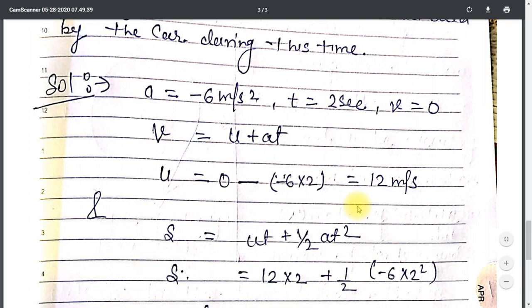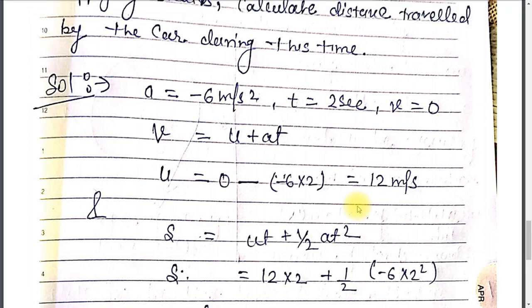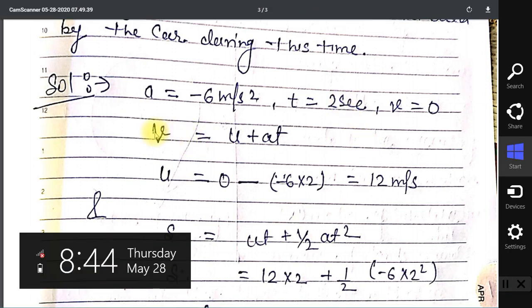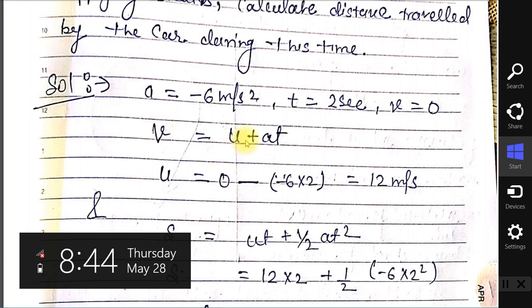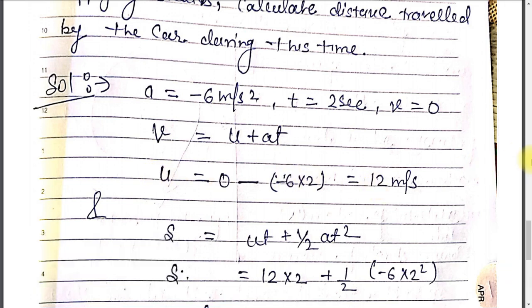So firstly, we will calculate the value of u. To calculate the value of u from the above given values, we will use the first equation of motion, because v is already given to you, a is already given to you, time is given to you. So we can easily calculate the value of the initial velocity. When you place all the values in the equation, then you will get the value of the initial velocity.